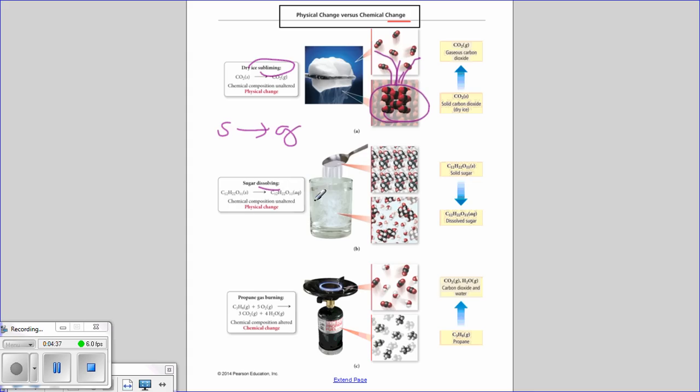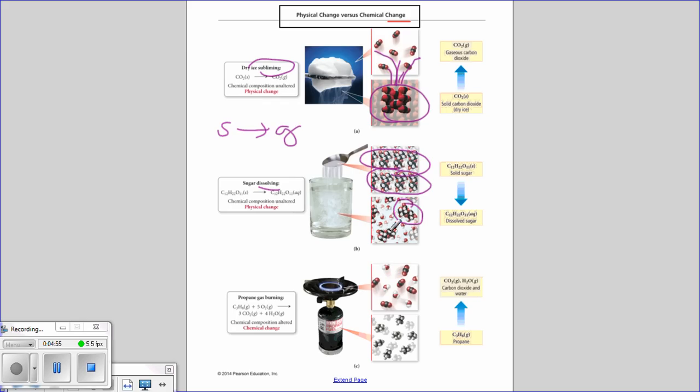Something dissolving in water per se is also just a physical process. It's a physical change. So you can see here that we have sugar molecules. They're kind of tightly packed together in their solid state. When it's dropped into water, the sugar molecule itself does not change at all.